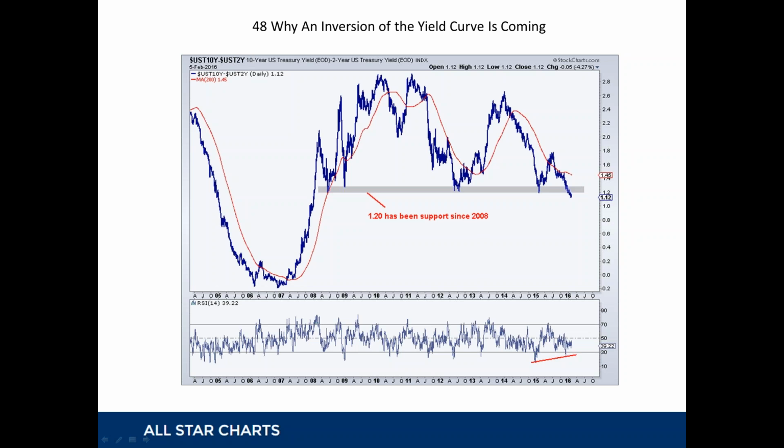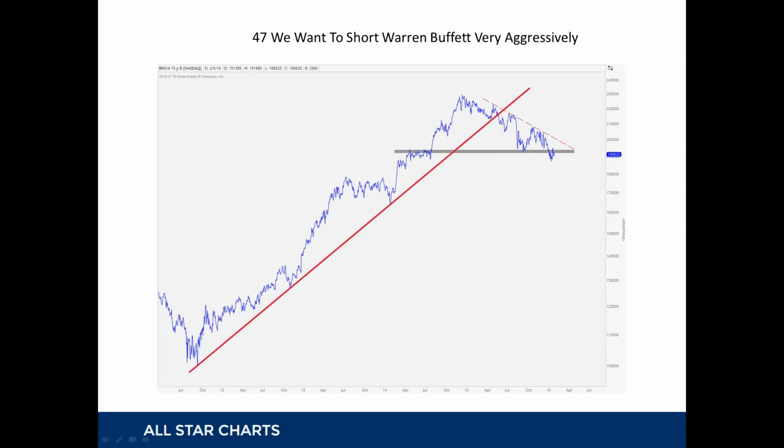So we want to continue to play the spread, this narrowing of the curve, and I believe that we're heading down towards those 2006 lows, and we want to be short 10s minus 2s as long as we are below 1.20, which has been support since 2008, and I believe an inversion of the yield curve is the next stop.